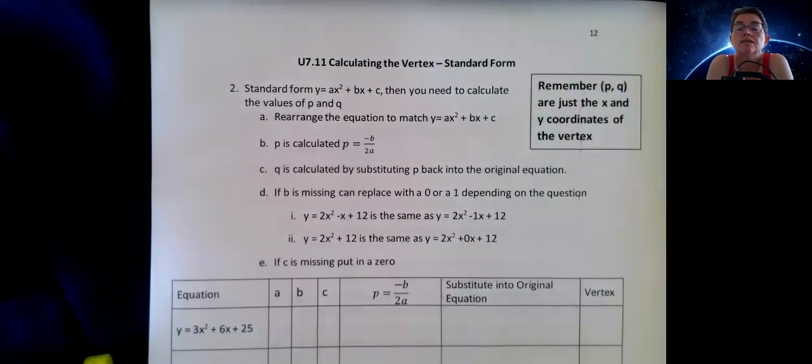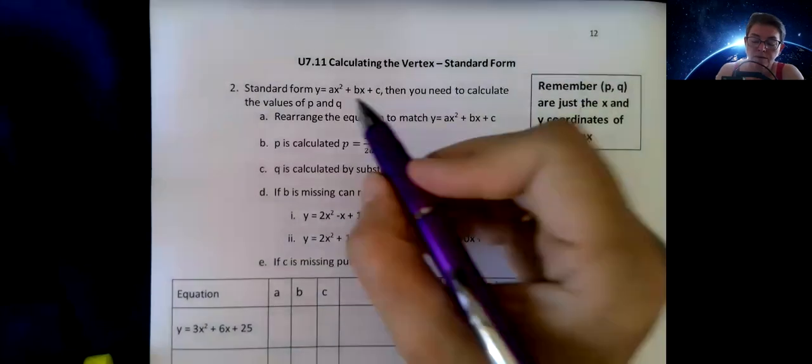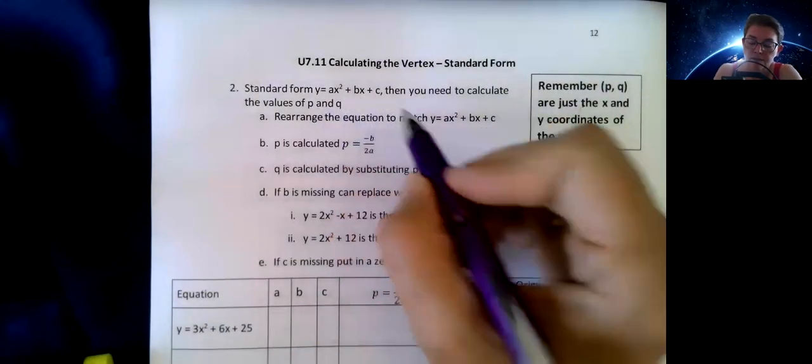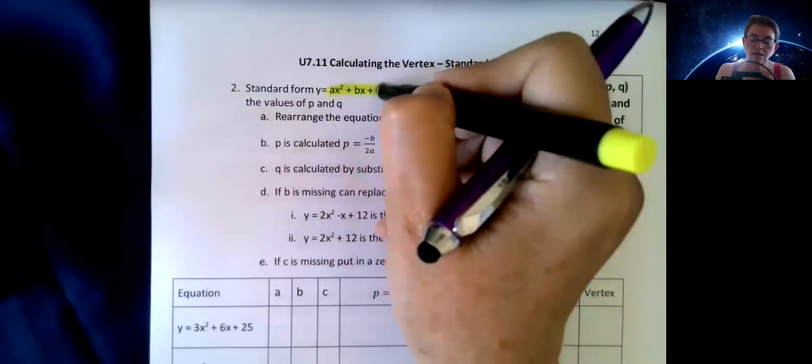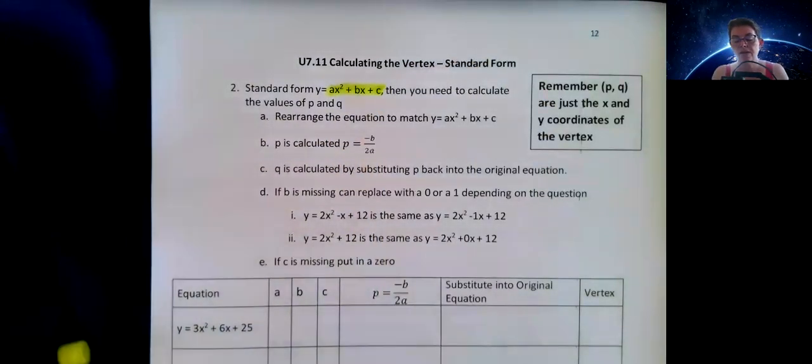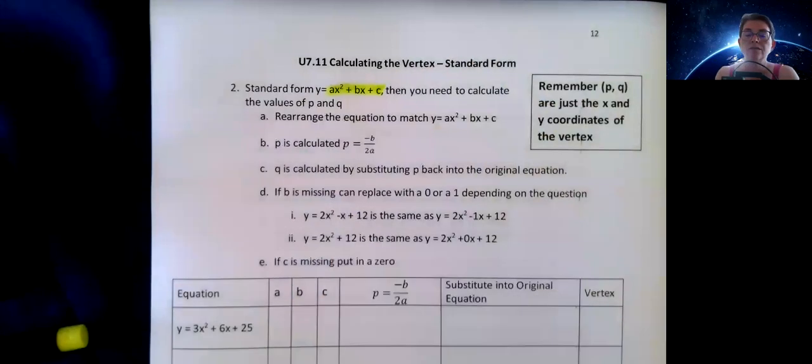We are calculating the vertex when your equation is in the standard form. So standard form is y is equal to ax squared plus bx plus c. From that, we're now going to find the values of p and q, and that's going to give us the coordinates of the vertex. We're just going to use p and q because we're used to using them from before.